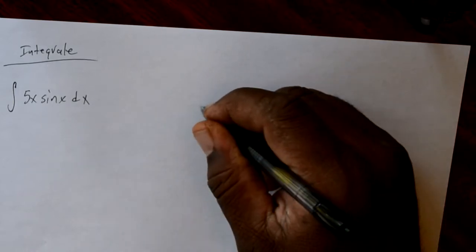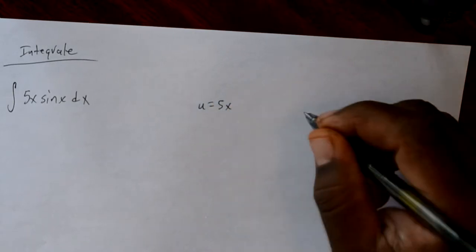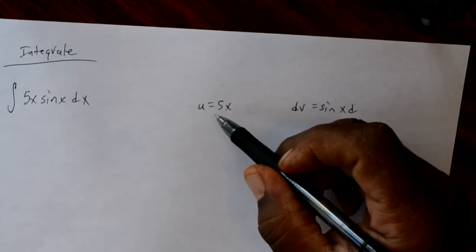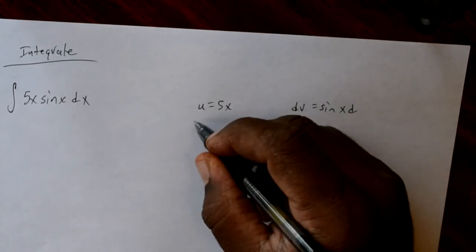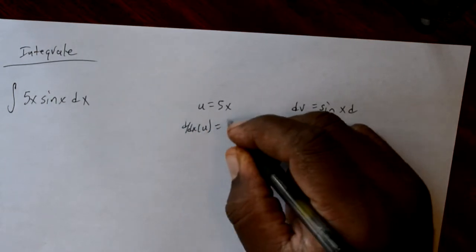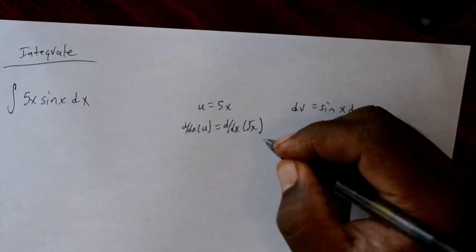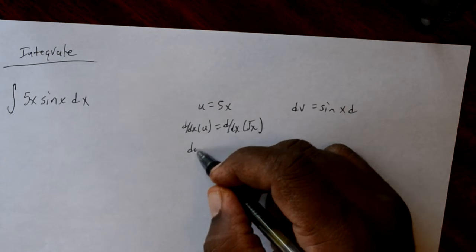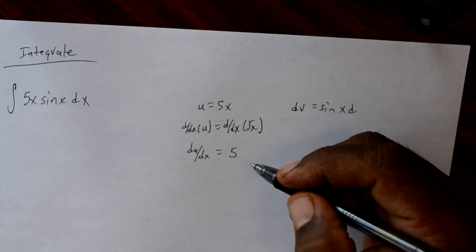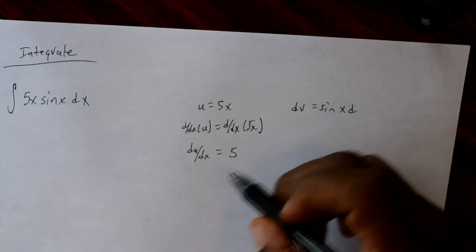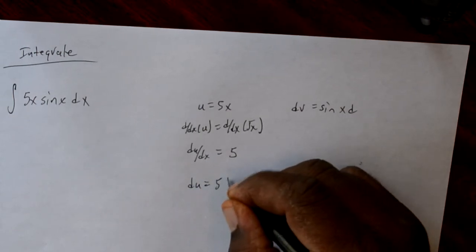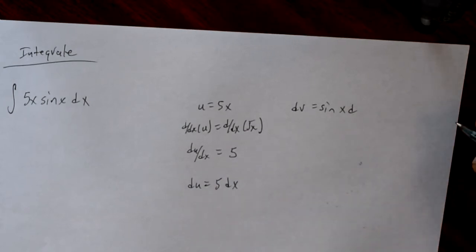So in this example, I'll set u equal to 5x. I'll set dv equal to the sine of x dx. I'll differentiate the u substitution equation. We'll differentiate both sides with respect to x. For our left-hand side, du is equal to dx, and the derivative of 5x is 5. Since I need du in the integration by parts formula, I will solve this equation for du, so I'll multiply both sides by dx. So du is equal to 5 dx.